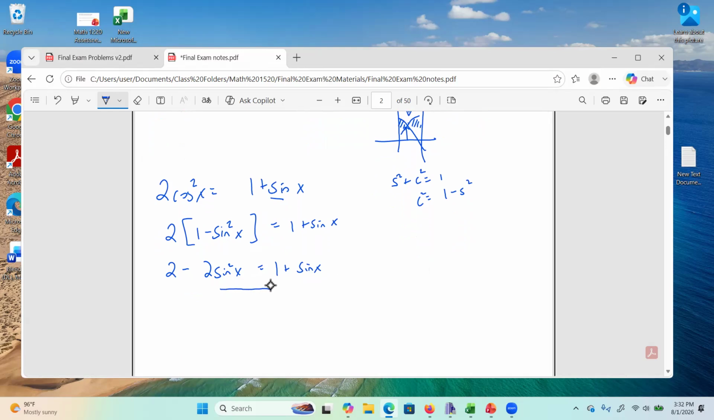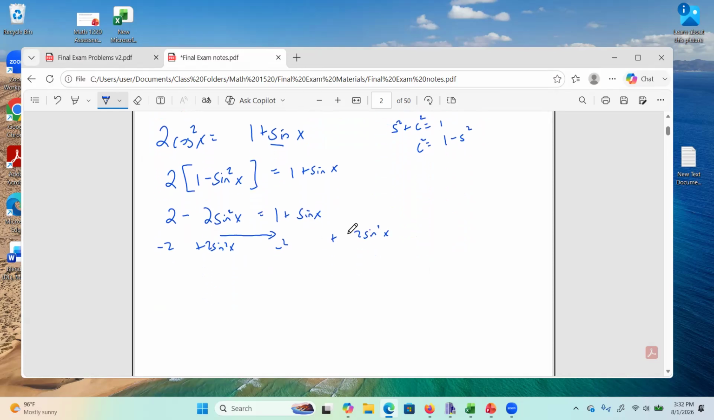I'm going to move everything over to the right-hand side, which means we're going to add 2 sine squared x to both sides and subtract 2 from both sides. Let's see what that looks like. We have 0 is equal to 1 plus negative 2, so negative 1, plus sine x plus 2 sine squared x. I'm going to rewrite this in descending form, because ascending form is going to make me nervous. So we've got 2 sine squared x plus sine x minus 1 is equal to 0.